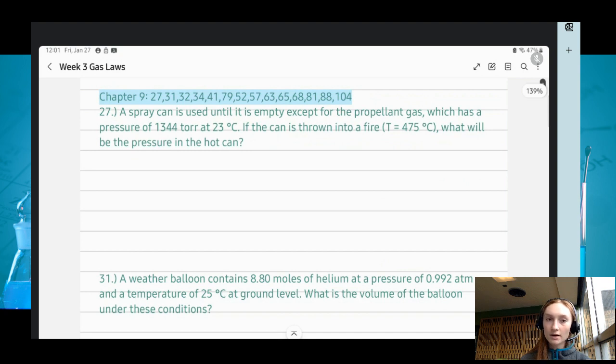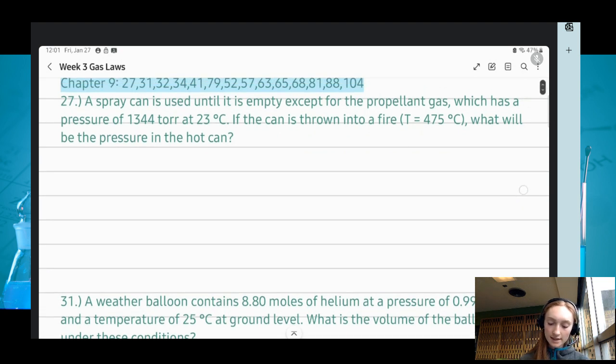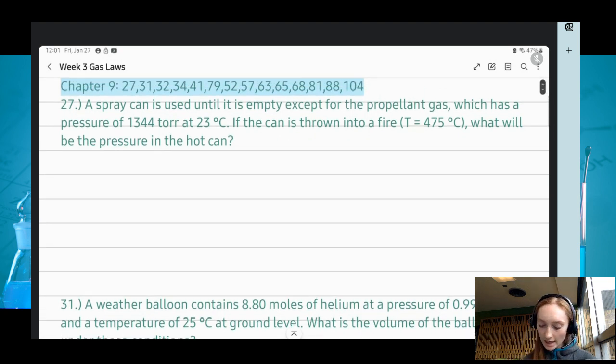We will be starting on question 27. And it reads, a spray can is used until it is empty, except for the propellant gas, which has a pressure of 1,344 torr at 23 degrees Celsius. If the can is thrown into a fire at temperature 475 degrees Celsius, what will be the pressure in the hot can?